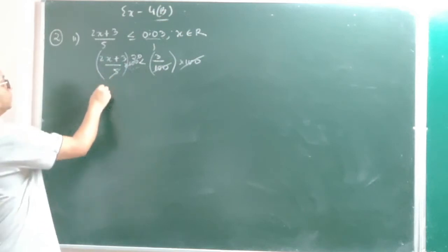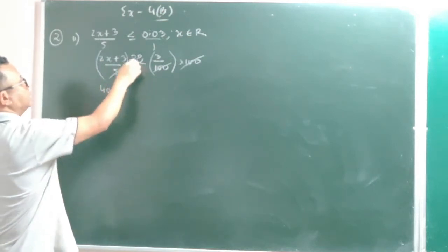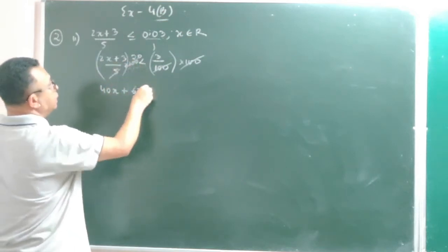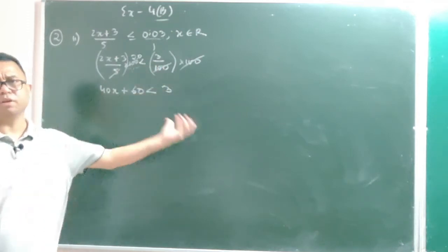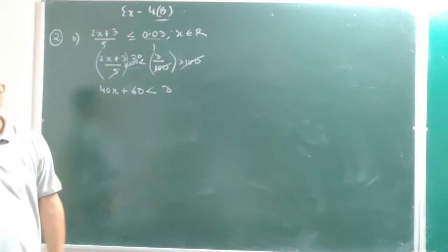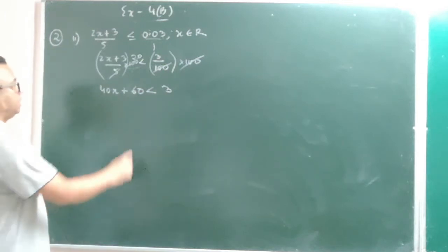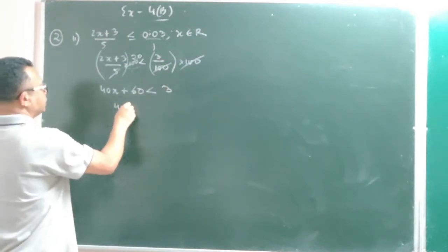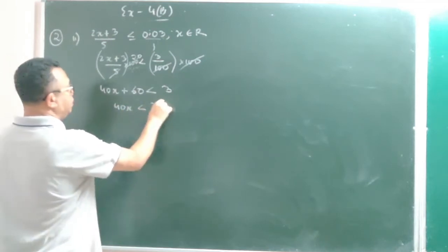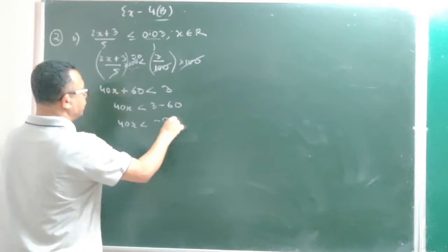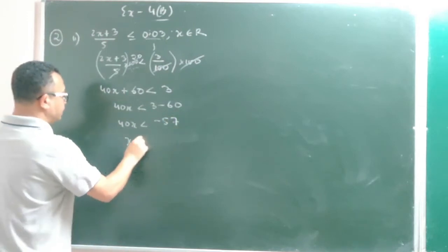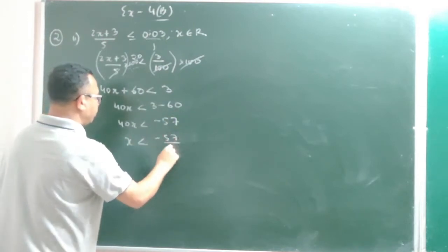20 into 2 is 40x, plus 20 into 3 is 60, and less than that side you have 3. Now the question becomes normal, a single line question, no fractions. Transfer 60 to the other side, you have 40x less than 3 minus 60. So 40x is less than minus 57. So x is less than minus 57 by 40.